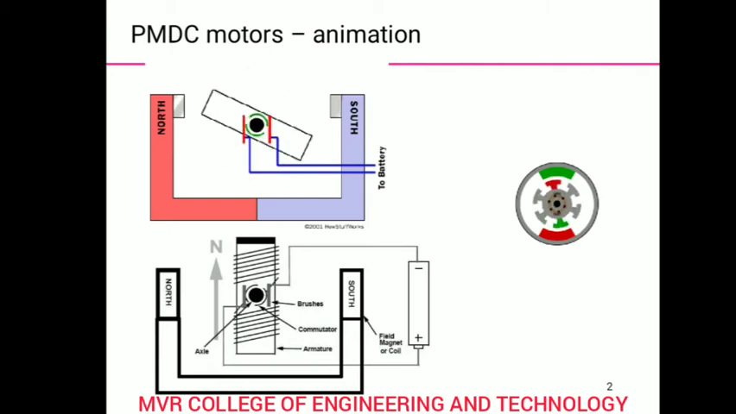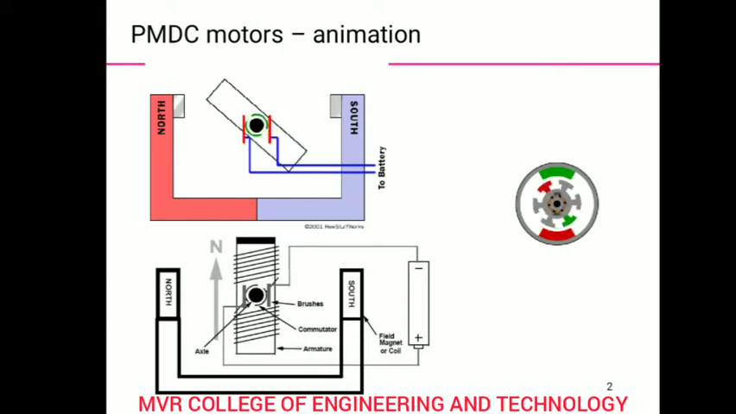So this is about PMDC motor construction. You can see here very clearly. For the stator there are permanent magnets, and for the rotor there is a winding. For the stator there will be no winding, there is no field winding. For the armature itself there is a winding. Listen carefully, I am repeating again. For all PMDC motors, if you take any PMDC motor, for the stator there will be no winding. There will be only permanent magnets placed on the stator.